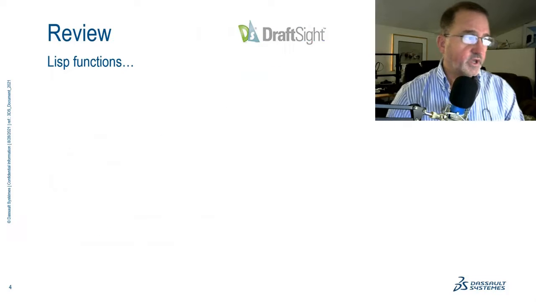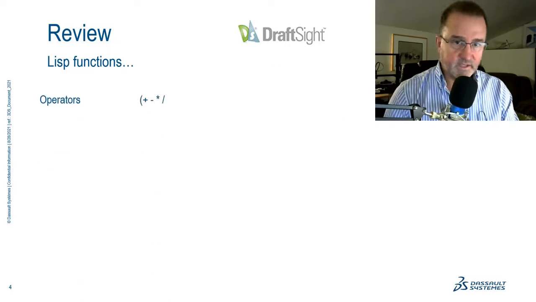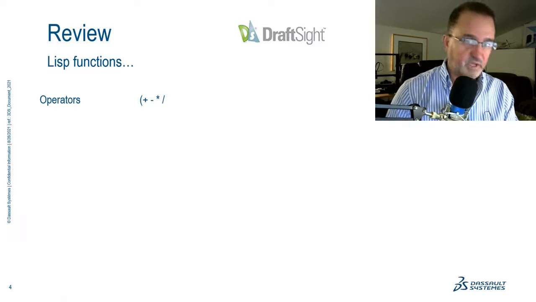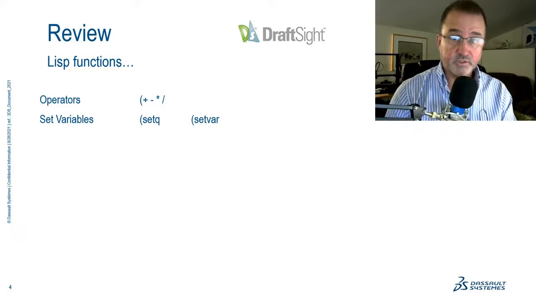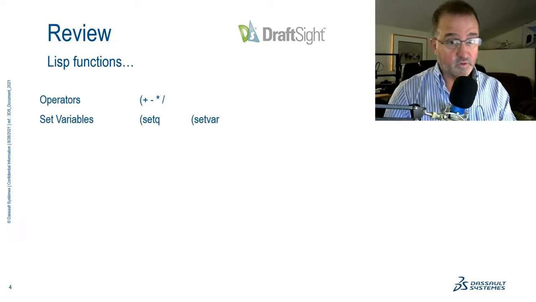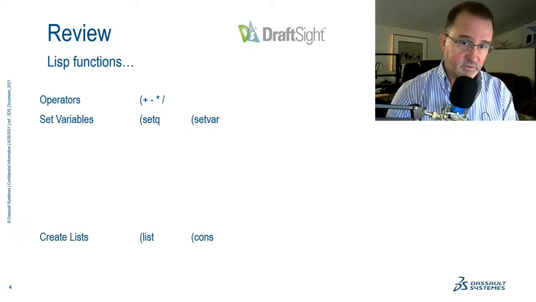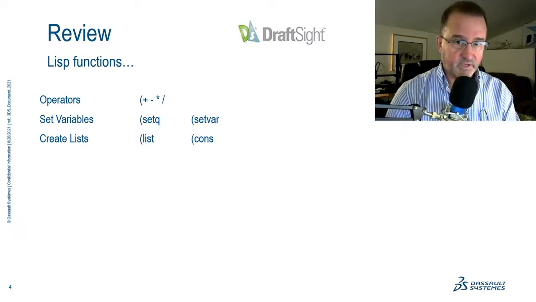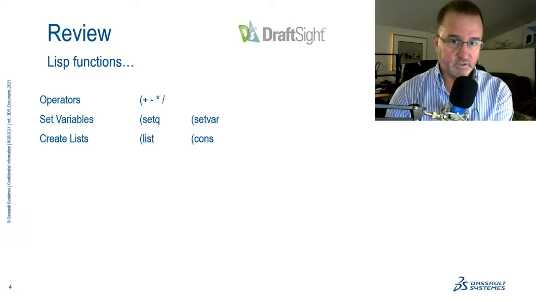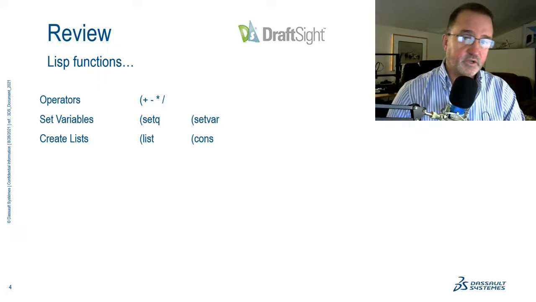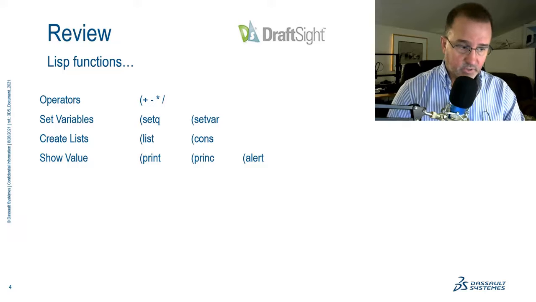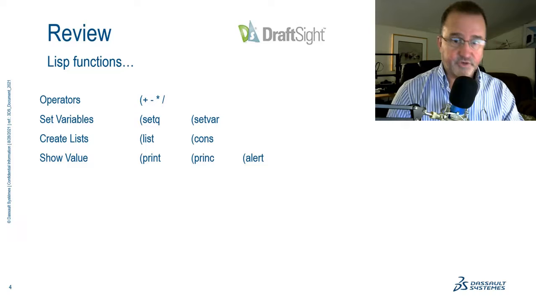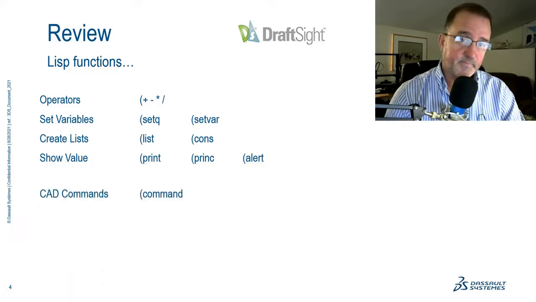So to get started, we'll just do a quick review. Last time we spoke about operators: plus, minus, multiplication, mathematical operators. We talked about setting variables using setq for local variables and setvar for drawing variables. We also created lists by using the list function or the cons function to create what's called a dotted pair list. We also showed a couple different functions on how to show the values, either using print or princ, or using an alert.